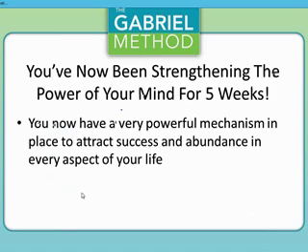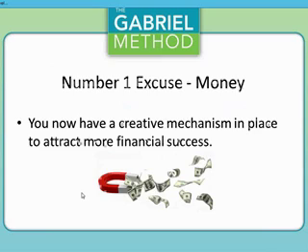You've been strengthening your mind for the last five weeks. You now have a more powerful mechanism that you can use to attract success and abundance in every aspect of your life. And I want to talk specifically about abundance now, because what we found is the number one excuse why people don't want to lose weight or transform their lives is typically financial. I can't afford organic food. I can't afford a fitness trainer. Whatever it is, that's the number one excuse.